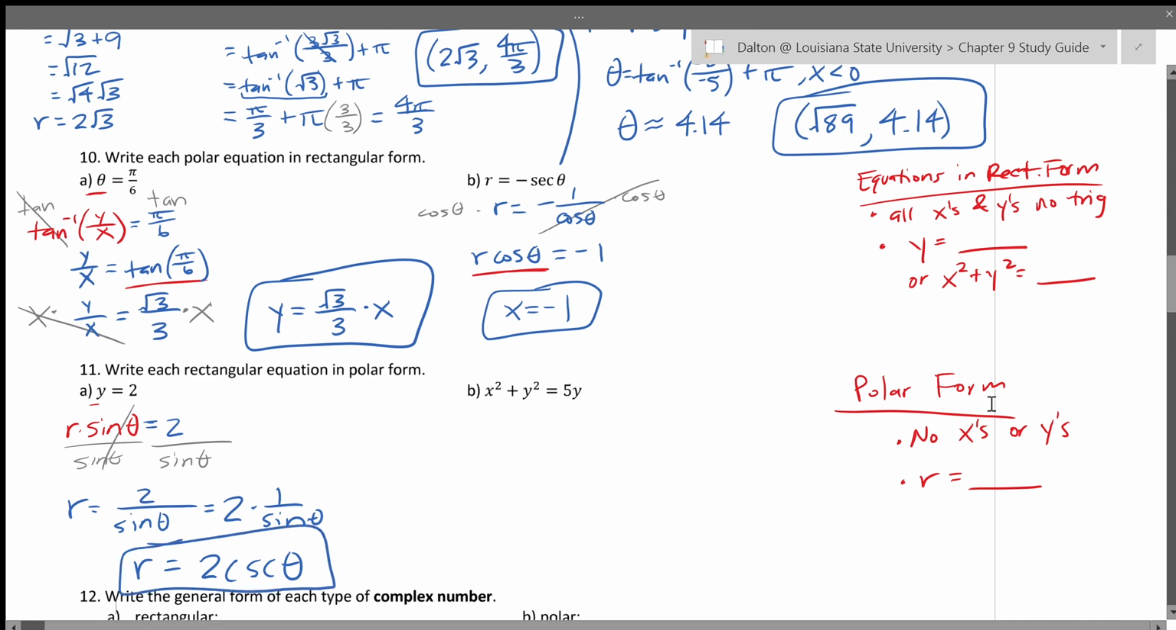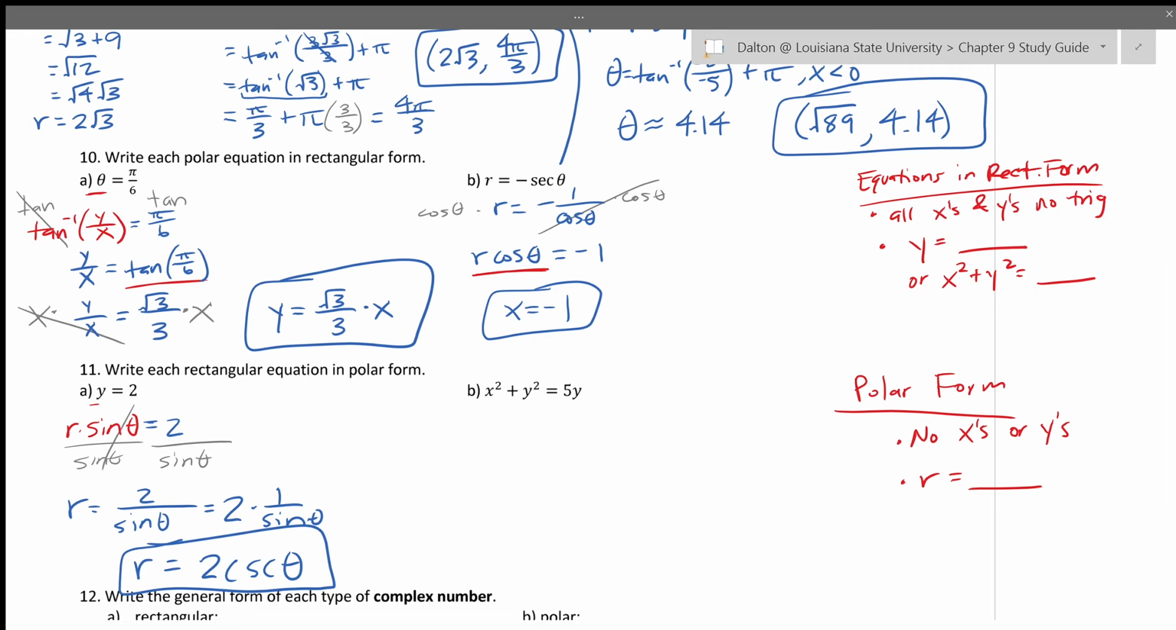And I know I didn't write it in your rules over here, but when possible, you do want to avoid stacked fractions in equations like that if you can rewrite the trig function as something else. 11, part B, x squared plus y squared equals 5y. So I have lots of x's and y's to get rid of.